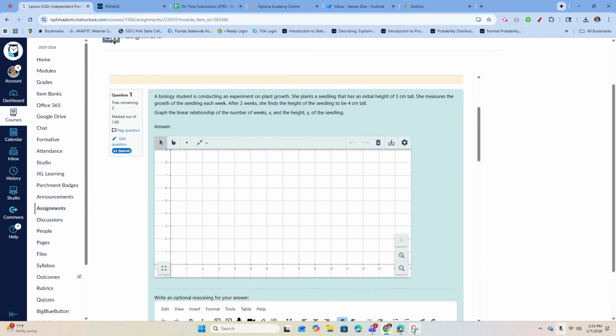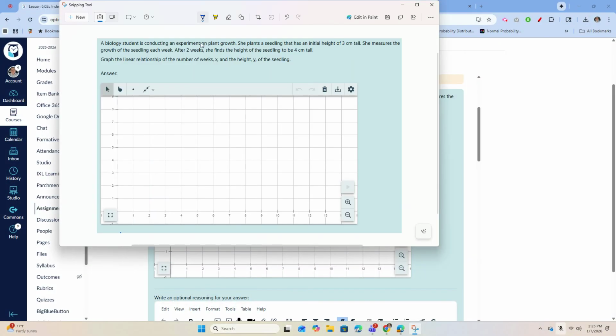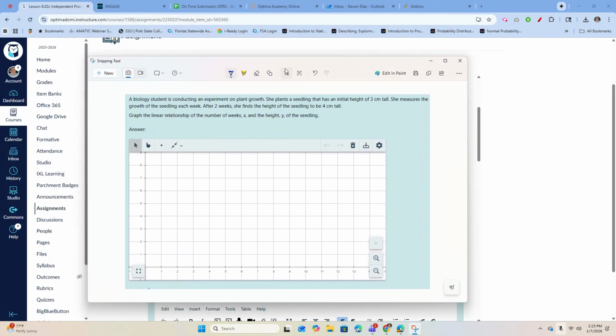All right, so you can see there's a lot of words. Let me put it over here, because I'm going to be highlighting. And basically here, when you read the problem, they gave you 2 points. The way you find the points after you start reading, you're going to see this sentence right here: she plants a seedling that has an initial height of 3 centimeters tall. What I highlighted there, that's your first point. That will be the point 0, comma 3.